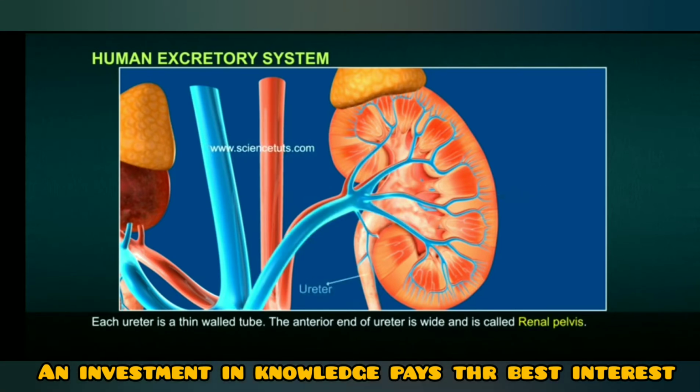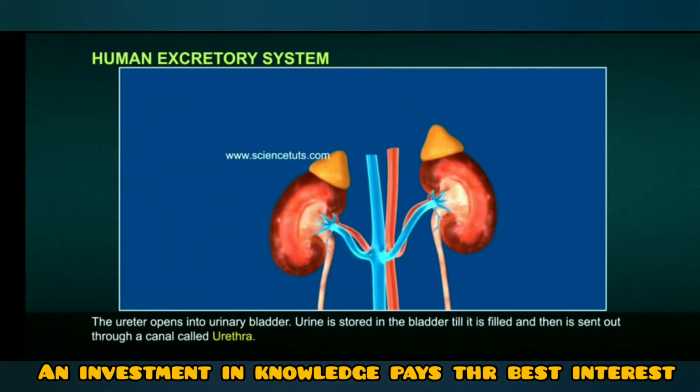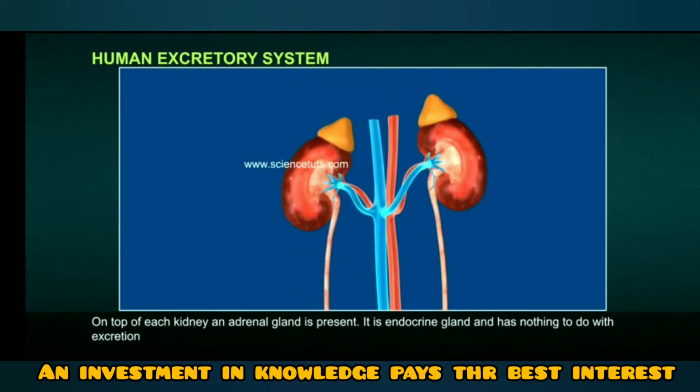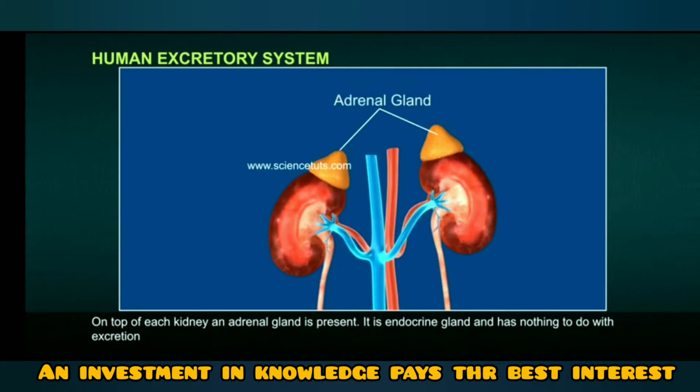Each ureter is a thin-walled tube. The anterior end of the ureter is wide and is called renal pelvis. The ureter opens into the urinary bladder. Urine is stored in the bladder till it is filled and then is sent out through a canal called urethra. On top of each kidney, an adrenal gland is present. It is an endocrine gland and has nothing to do with excretion.